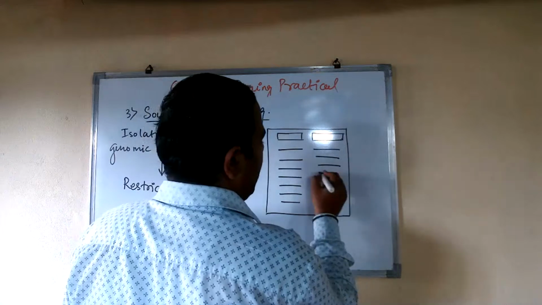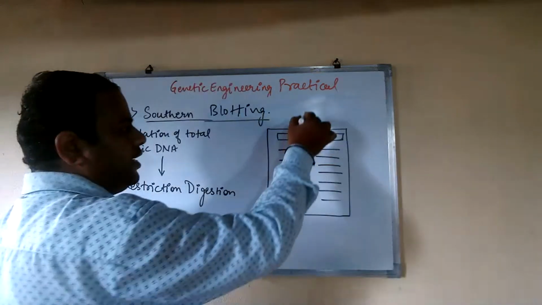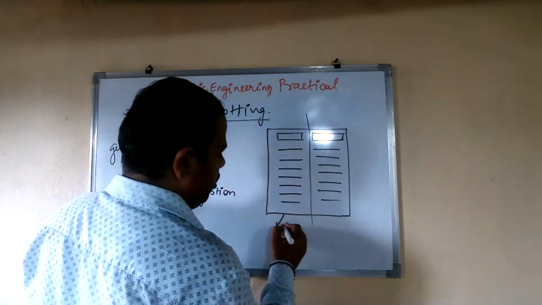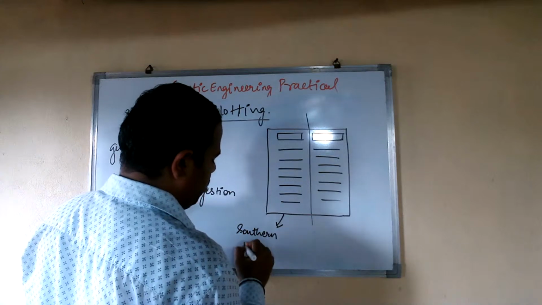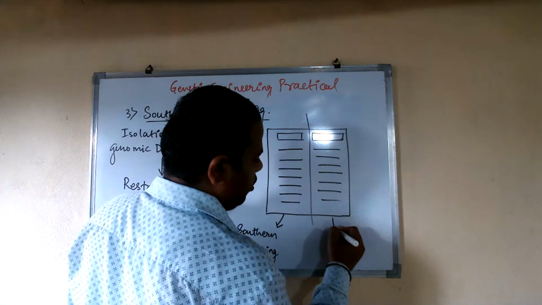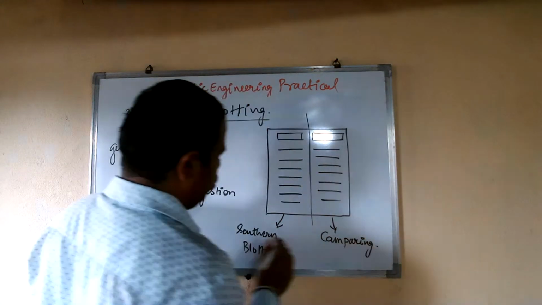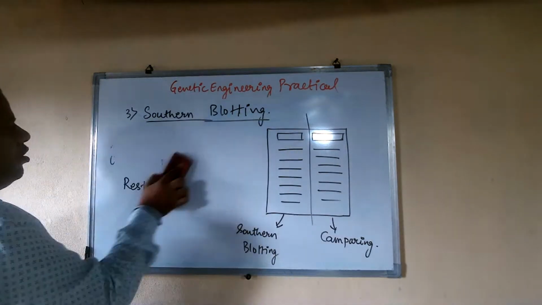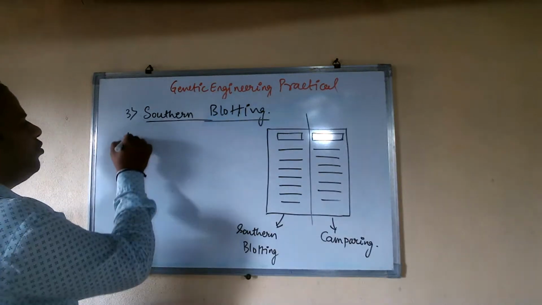Okay, and you are going to make two copies out of that. So you have to cut the gel in between like this and use this copy for Southern blotting detection and this for comparing. So we have to take this copy now. The next step in Southern blotting is electro transfer.